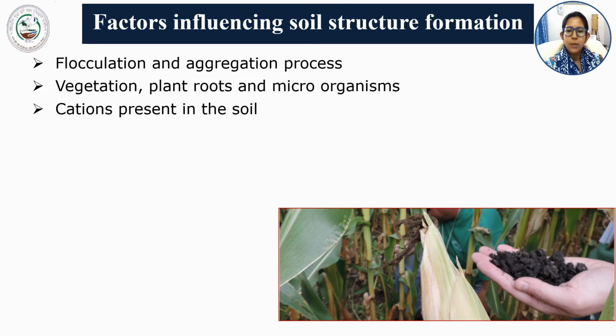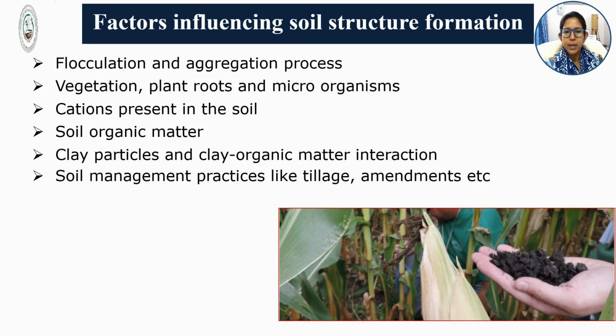Cations present in the soil, particularly divalent cations like calcium and magnesium or hydrogen ions, help in the soil aggregation and formation of better soil structure, whereas monovalent cations, particularly sodium, disperse the soil and do not allow the soil to form good structural or stable aggregates. Soil organic matter, again, is positively correlated with the structural stability, and more organic matter leads to better soil aggregate formation. Clay particles and clay organic matter interaction.